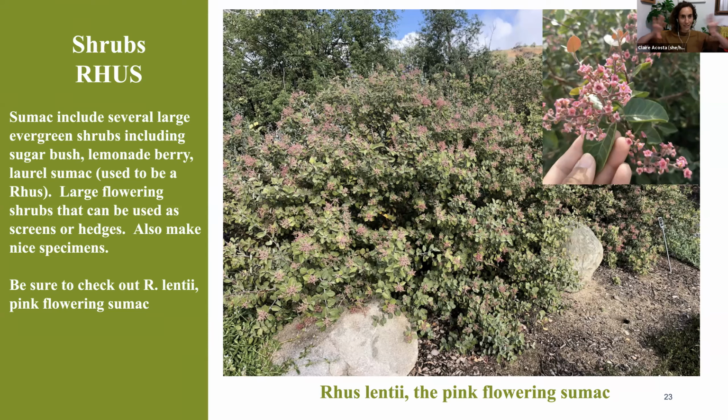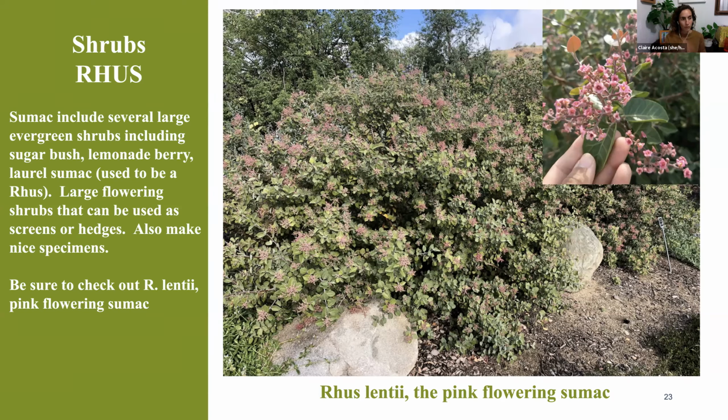Out in the wild, I've seen them where they look really different, but essentially the main difference would be that the lemonade berry prefers the coast, and the sugar bush is a little bit more for inland situations. So think of lemonade berry more as coastal sage scrub and the sugar bush more as chaparral. That's how I tend to see them in the wild.